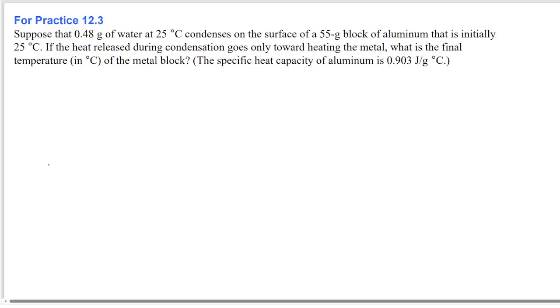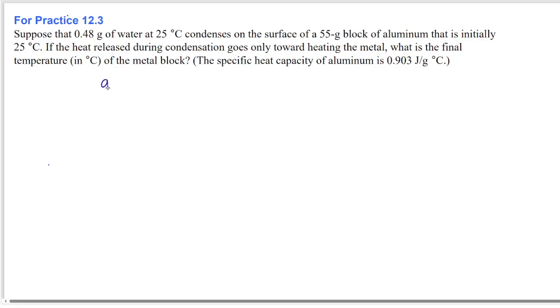Next, we'll work on practice 12.3. Suppose that 0.48 grams of water at 25 degrees C condenses on the surface of a 55-gram block of aluminum that's initially 25 degrees C. If the heat released during condensation goes only toward heating the metal, what's the final temperature in degrees C of the metal block? The specific heat capacity of aluminum is given as 0.903 joules per gram degrees C.